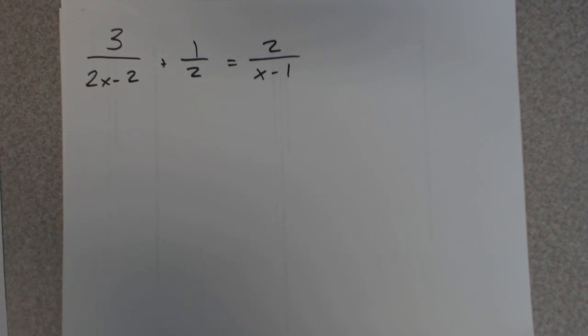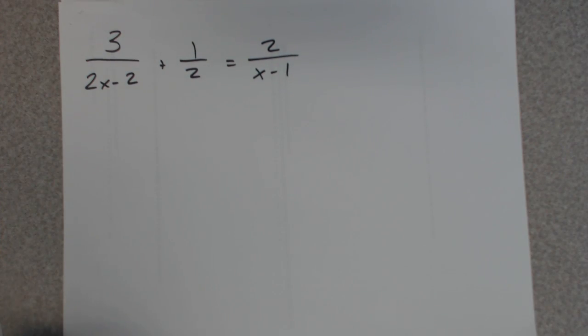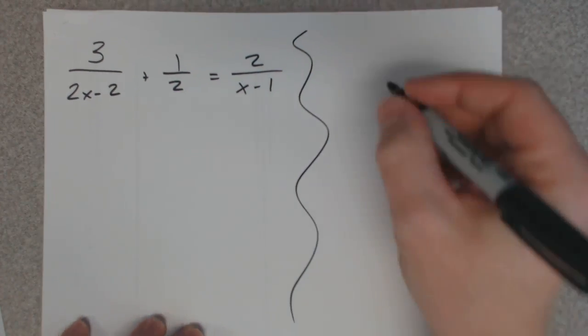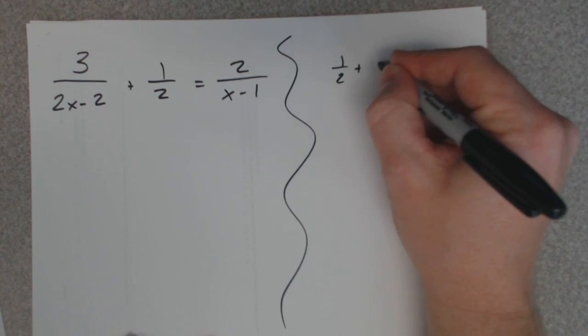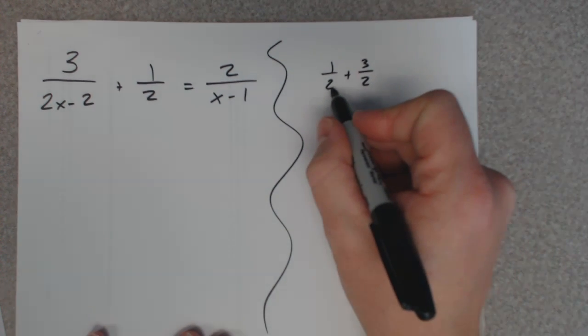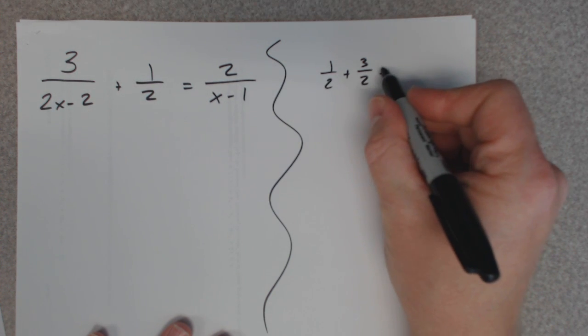So we want to solve this rational equation. I call it a rational equation because there are fractions and there's an x in the denominator. So to solve this, you have to work with fractions. And recall with fractions, whenever you add fractions together, you have to have the same denominator. If you have the same denominator, then you add across the top.